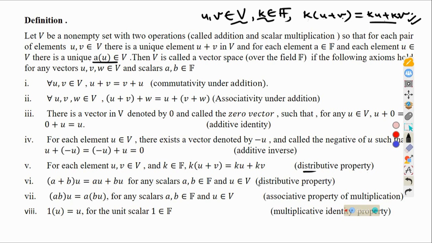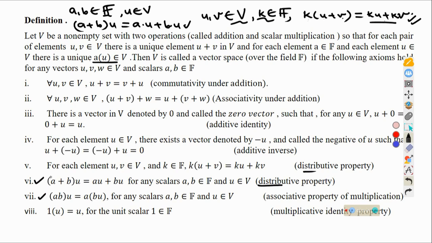Then we shall talk about another property, which is still a distribution property. If you have any two scalars, for example A and B, picked from the field which we are calling F, and you have any vector u picked from the set V, then you should be able to show that A plus B into u is the same as A times u plus B times u. When you show this, this would be property number 7.